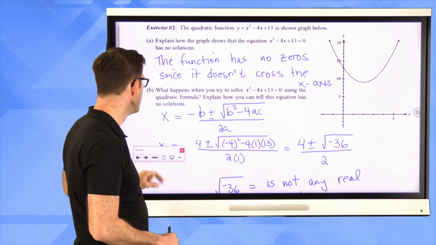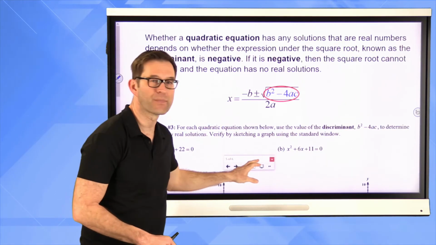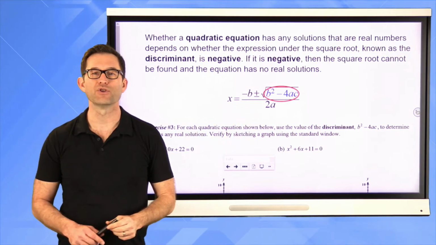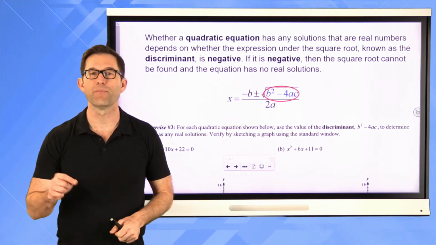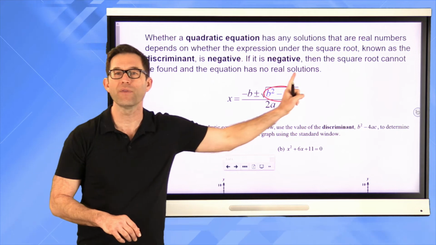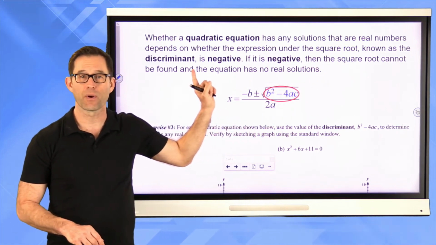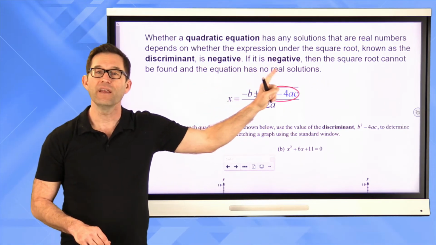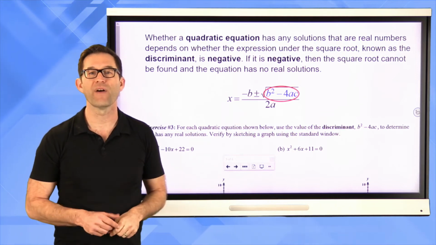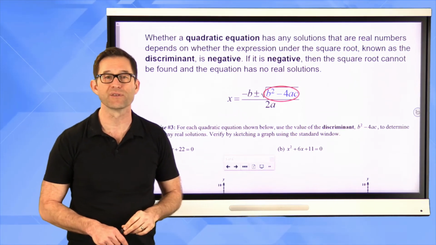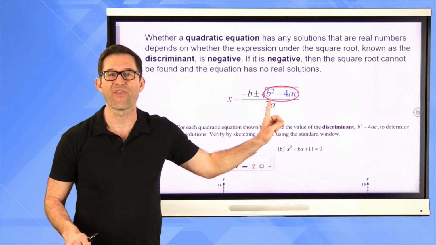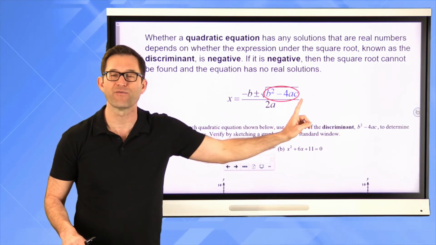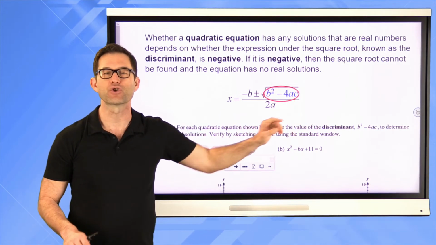All right, so let's talk about this a little bit. Whether a quadratic equation has any solutions that are real numbers depends on whether the expression under the square root, known as the discriminant, is negative. If it is negative, then the square root cannot be found and the equation has no real solution. So it's all about just that value, the b squared minus 4ac. That value is critically important.